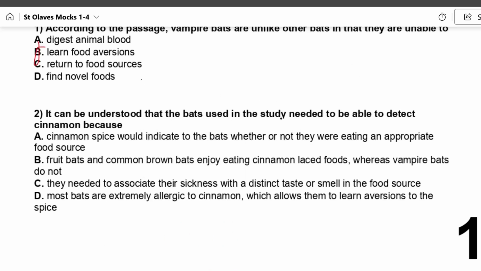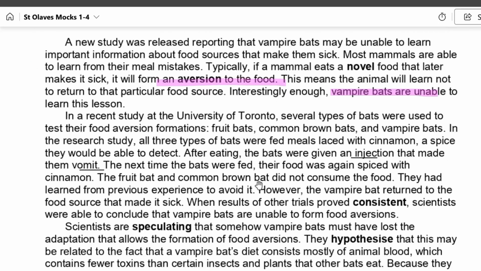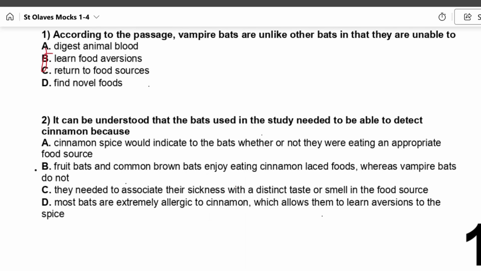Question 2: bats needed to be able to detect the cinnamon because over here it talks about cinnamon. All the fed meals were laced with cinnamon, a spice they would be able to detect. Why did they need to detect it? Because they were going to be made to throw up after. It doesn't say that they enjoy eating cinnamon foods, and it doesn't say that they have allergies, so it can't be D. It makes the most sense for their scientific experiment that they needed to associate their sickness with a distinct taste, because they're trying to see if they have an aversion to a specific taste if it makes them sick. Therefore, the answer would be C.